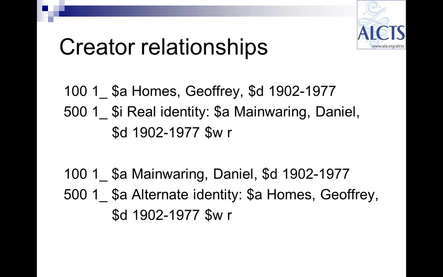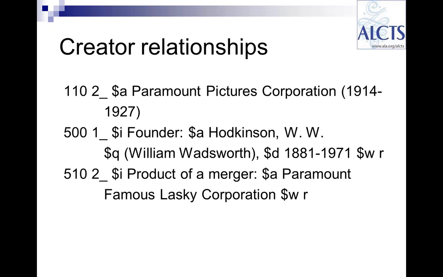For authors writing under different identities, these identities can again be clearly defined. So this is the real identity of this author, and this is an alternative identity instead of a generic see also sort of heading. But other types of relationships can also be recorded. A founder relationship, products of mergers, and so on can now be recorded as part of an authority record.